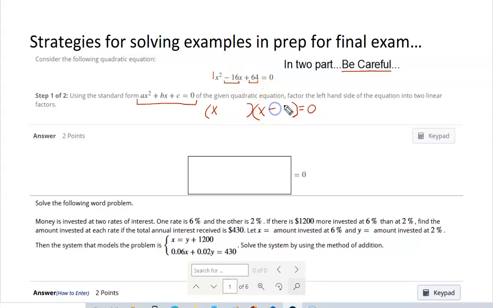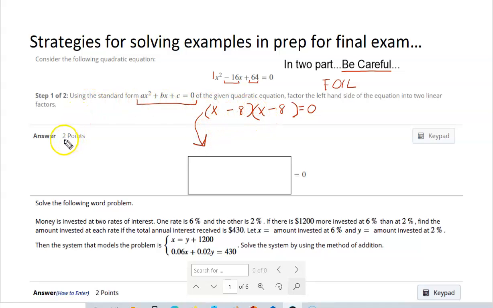Well, that's sort of easy. A negative 8 and a negative 8 will give you a positive 64 when you FOIL this, and when you do your outers and inners, it adds up to a negative 16x. So this is what you would put here.